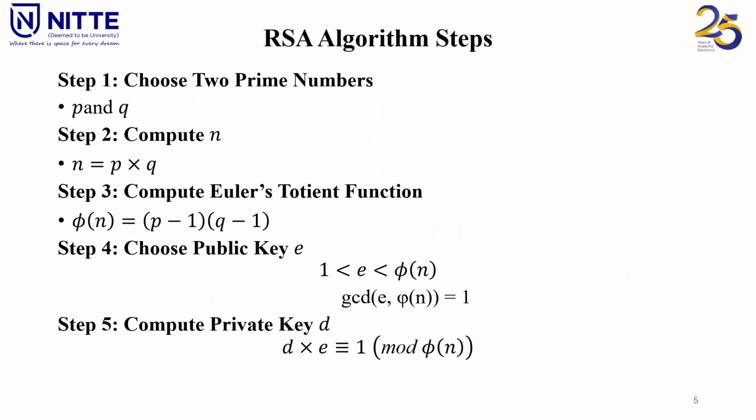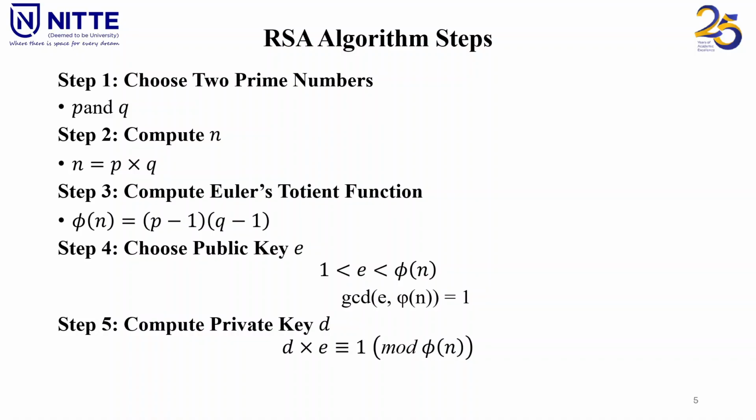Now we try to understand the various steps involved in the RSA algorithm. When implementing practically, we have to choose large prime numbers, but for educational purposes, to understand how the RSA algorithm works, we choose smaller prime numbers. The very first step is choosing two prime numbers, which we call P and Q. Then we compute n, the product of the two prime numbers, and then calculate Euler's totient function, phi of n, which is (p minus 1) into (q minus 1). Then we choose the public key.